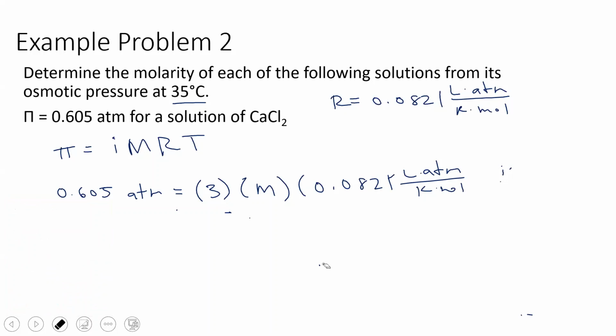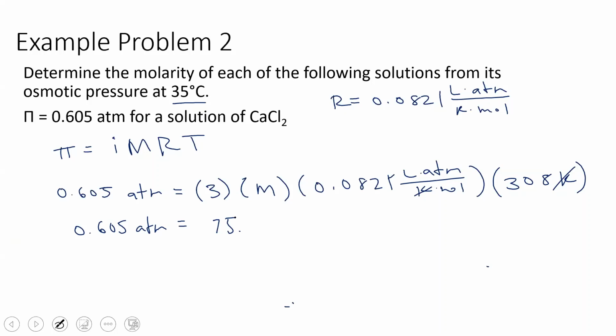Also, let me clean up the screen a little bit. Okay, and then we're going to multiply that by our temp, which is 35 plus 273, which puts us at 308 Kelvin. Now this Kelvin will cancel with this. And if we multiply our left and right sides, well, just our right side, we'll get 0.605 atm. And that's equivalent to 75.8604.